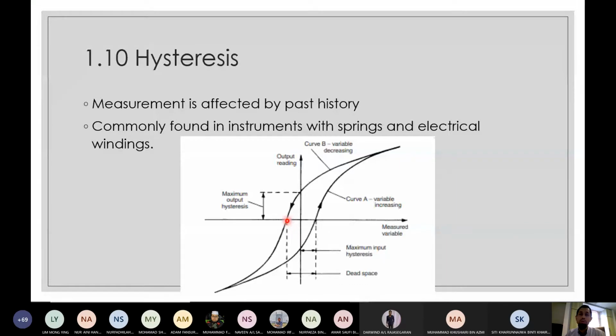For example, when you use a spring, once you stretch your spring so many times, after some time the spring will lose its elasticity. And when you measure the spring, the level of strain and stress will be different every time you stretch it. So this is an example of hysteresis.